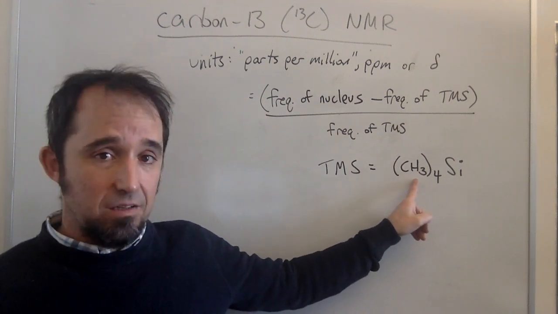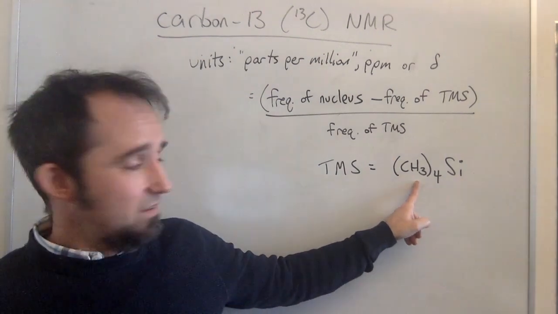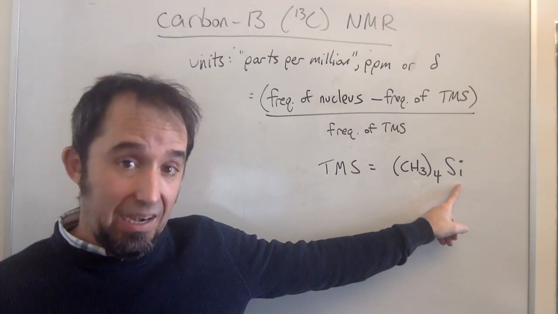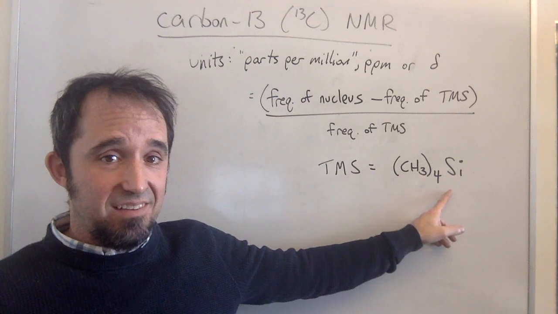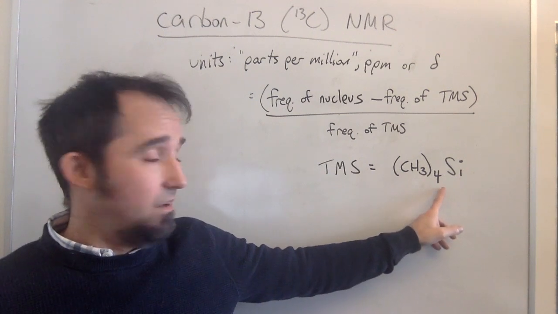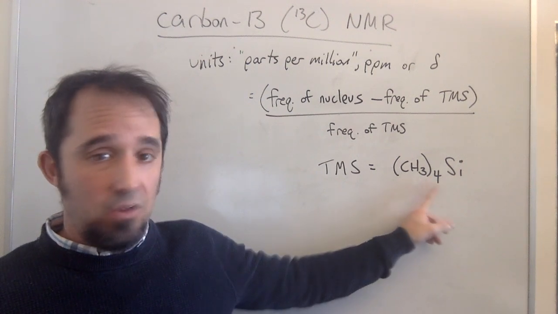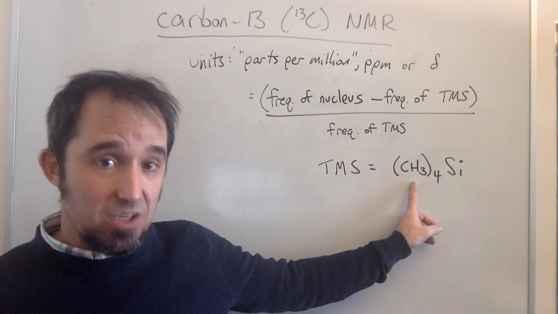So what's special about this compound? Well, nothing really. What's kind of special about it is that silicon is kind of an electron donating group. It's pretty electropositive. And so this is considered a very shielded compound in terms of the carbons and the protons, right? So we can think of this as being a particularly electron-rich compound.